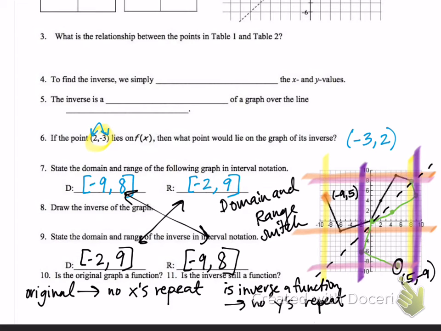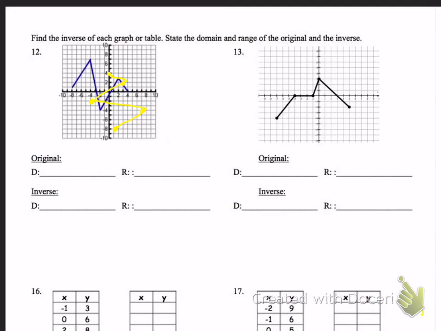So you could have an instance where something is not a function because the x's repeat, but when you find the inverse, now it's a function. Or you could have vice versa. It's a function, but when you take the inverse, it's not a function. So it just depends on whether you're looking for the x's or the y's.